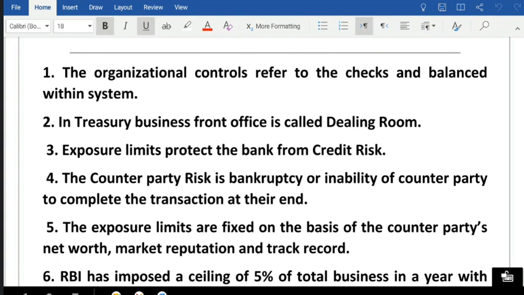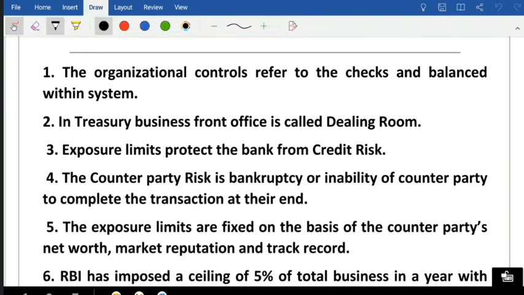So today we are going to start module C of this chapter 20 that is called Treasury Risk Management. Organizational control refers to checks and balances in any system. In treasury business also some risk is already involved. Basically treasury is divided into three parts. Number one is the front office, that is called the dealing room, then the back office and the mid office. There is a very important role of the dealing room because they'll be dealing with the customers directly.